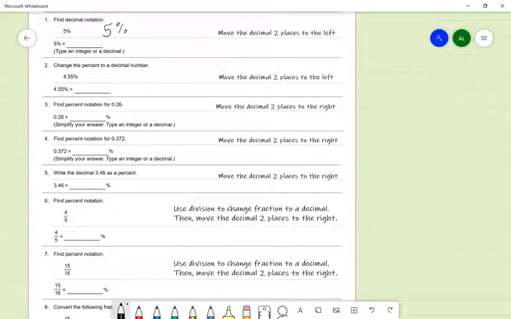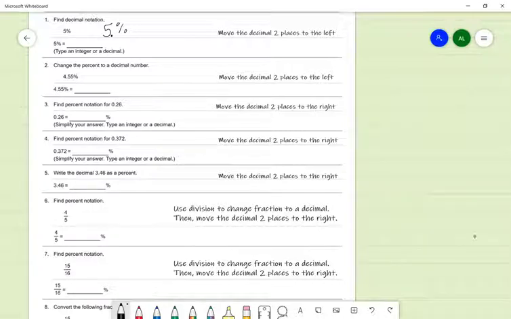Find the decimal notation for 5%. In order to convert a percent to a decimal, move the decimal 2 places to the left. So when we look at the percentage that we have here, it's 5%. The decimal point is already at the end of this percentage, at the end of 5.